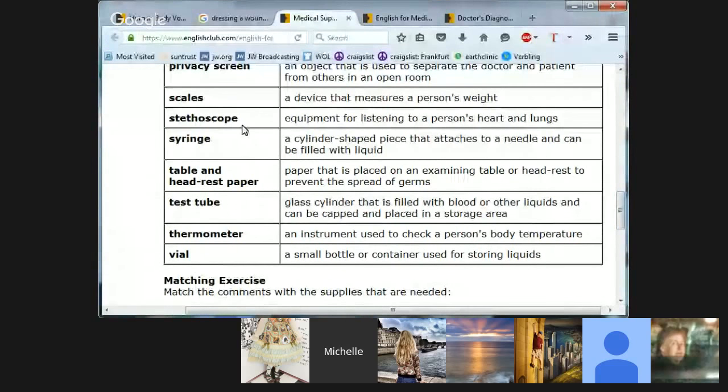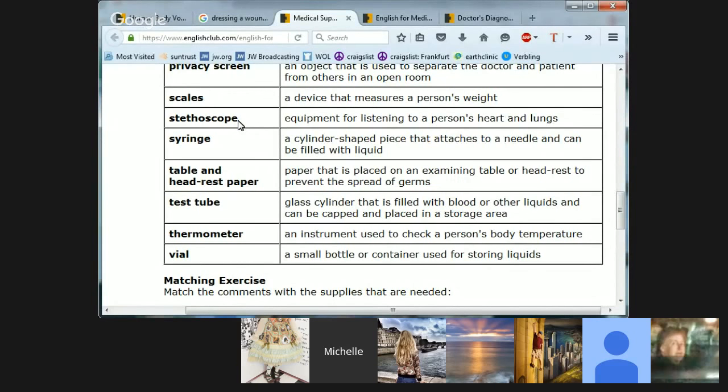So have you seen a stethoscope before? Oh, yes, a lot. Maybe every doctor uses it. Yes, it's the one that you use to listen to the heartbeat. Very good. And then the syringe, of course, is used when you're getting a vaccination or something. It's the plastic part that is attached to the needle, the hypodermic needle that we read about before.